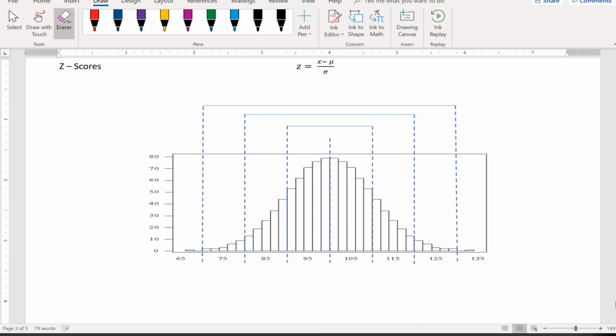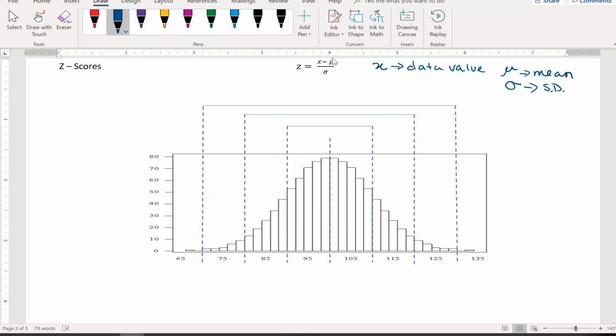Now, there is a formula for z-scores, and this formula you can see here: x is the actual data value, so this represents the data value. And then remember that mu is the mean, and sigma is the standard deviation. So the z-score for a particular data value is that value minus the mean, divided by the standard deviation.